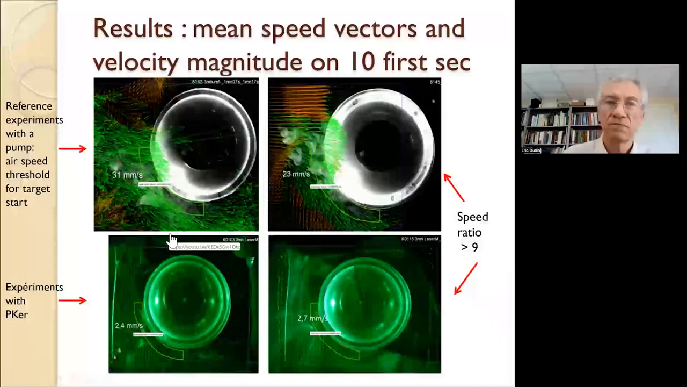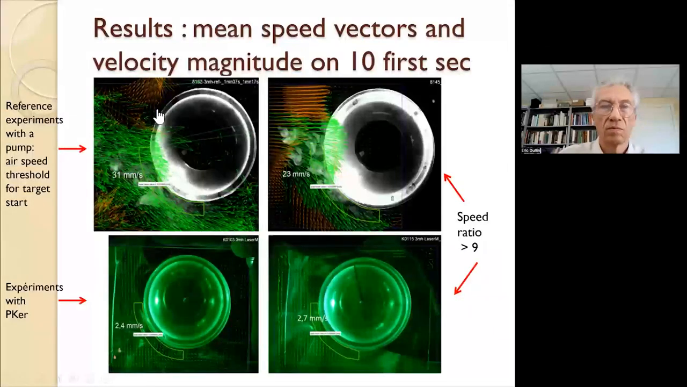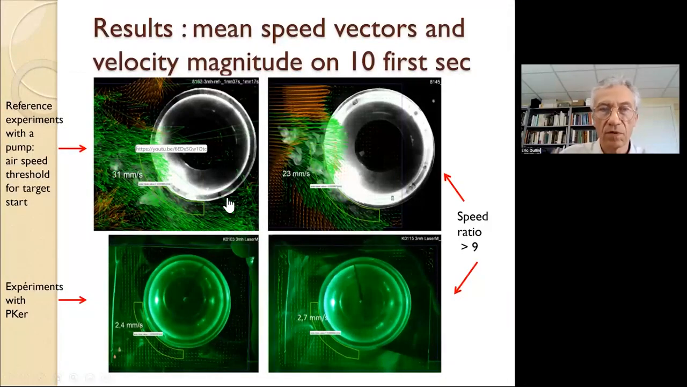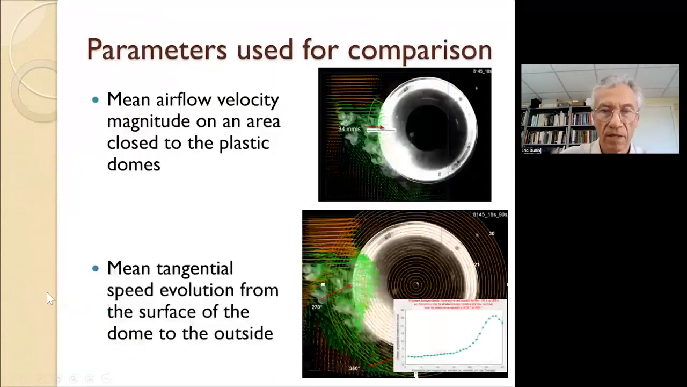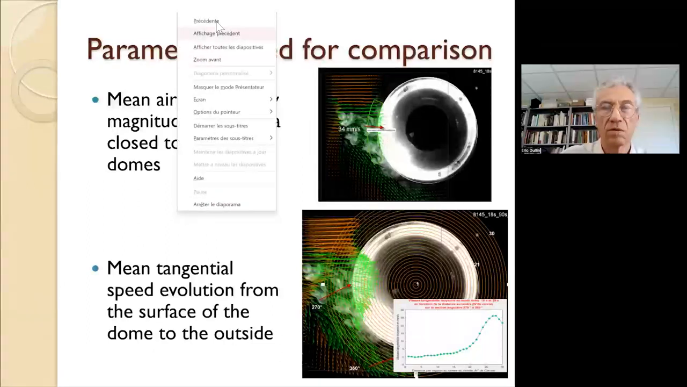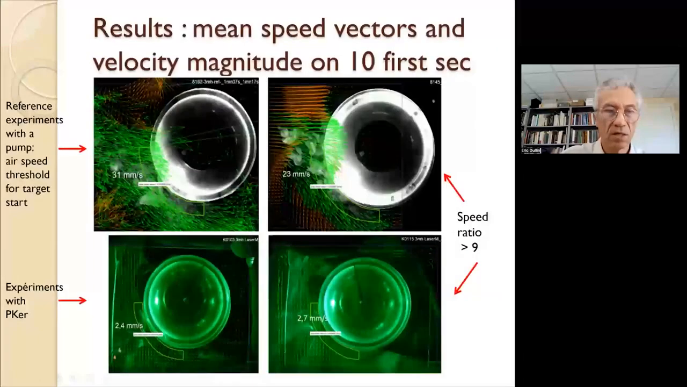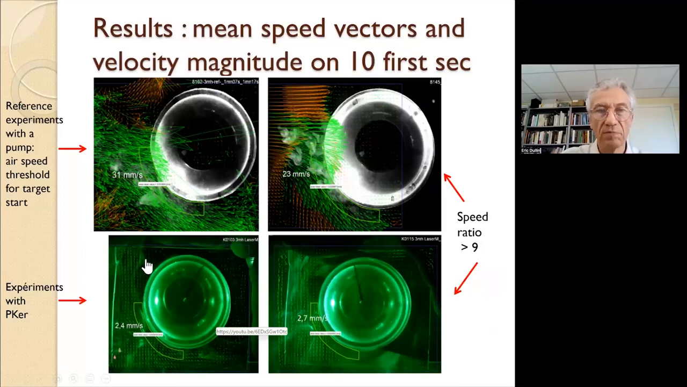So here are the results. You have the resulting speed. For example, here at the top is a reference experiment, the experiment done with an air pump generating the airflow. And here is the experiment with the telekinesis practitioners. You see immediately, because it's the same scale, that the vectors are not the same. They are really bigger here.